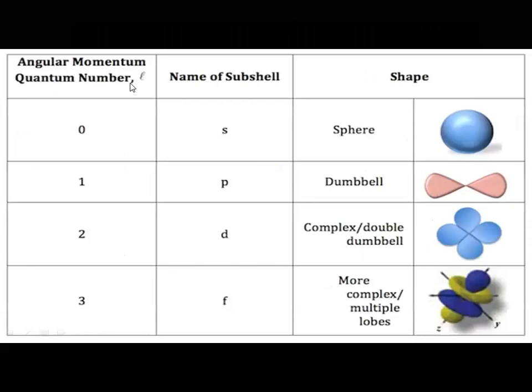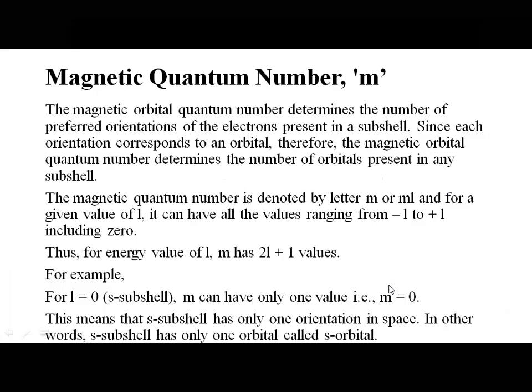Even the azimuthal quantum number tells us the shape. L is equal to 0, S subshell. The shape of S orbital is spherical. L is equal to 1, it is P orbital. The shape of P orbital is dumbbell. L is equal to 2, it is D orbital. The shape of D orbital is double dumbbell. Then L is equal to 3, F orbital, it is more complex. Multiple lobes are present. Shape of S orbital is spherical, P orbital is dumbbell, D orbital is double dumbbell, and F has much more complicated shapes.